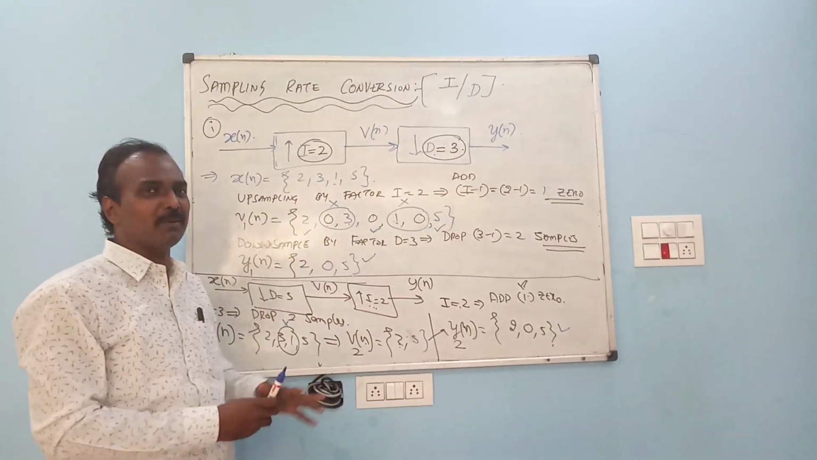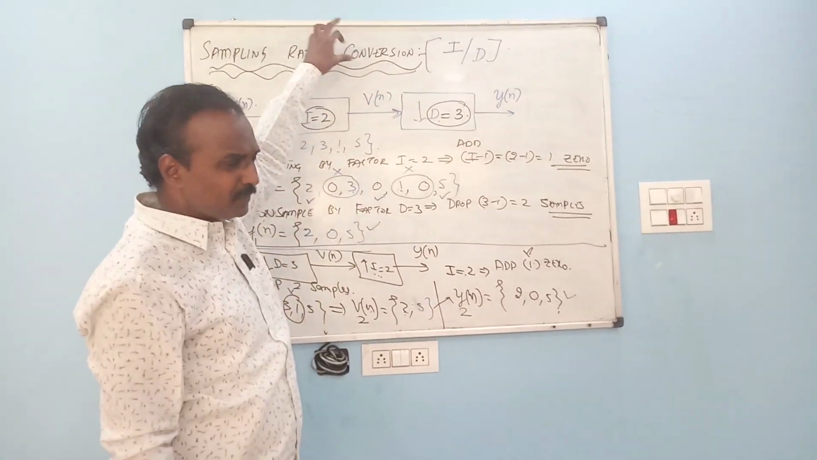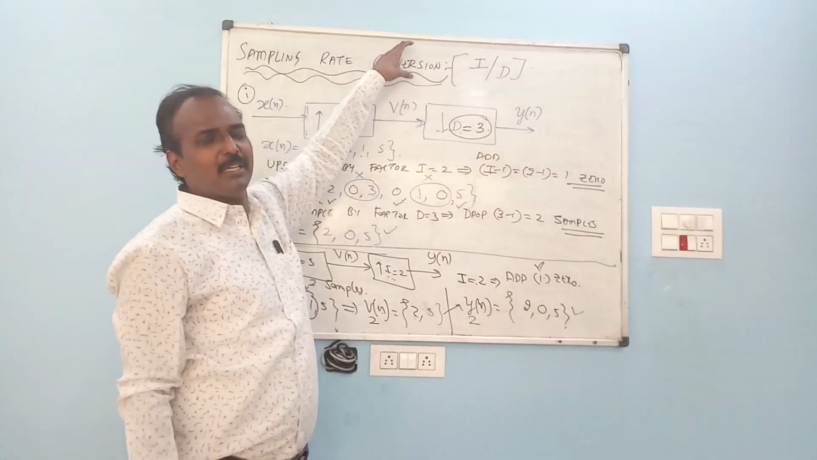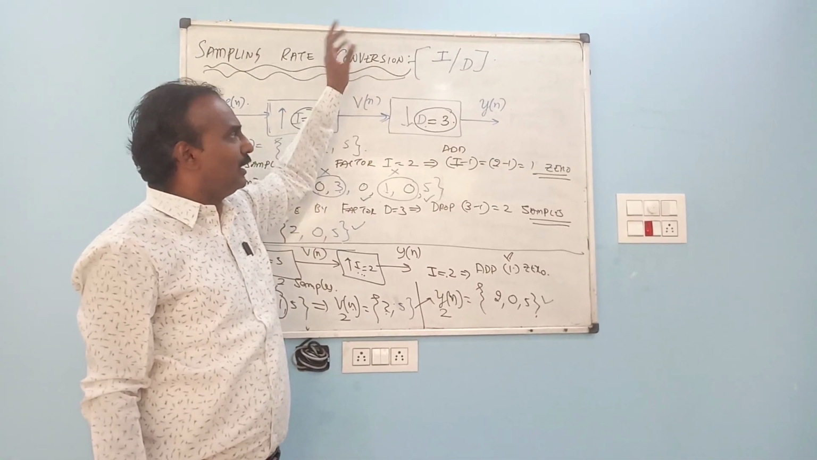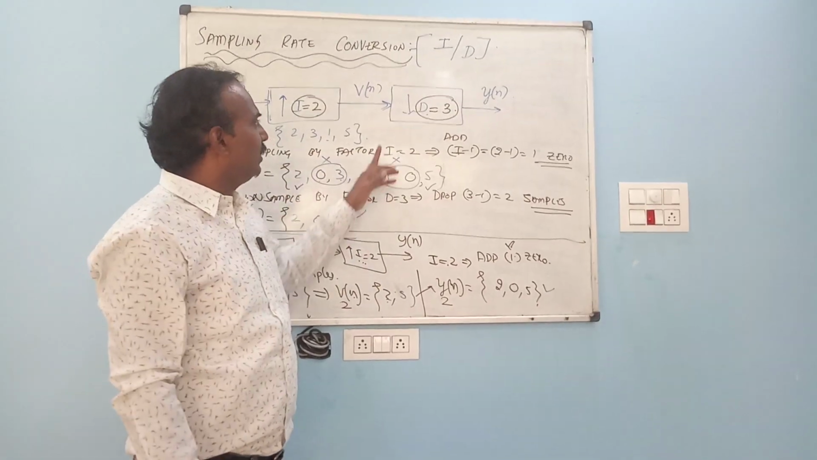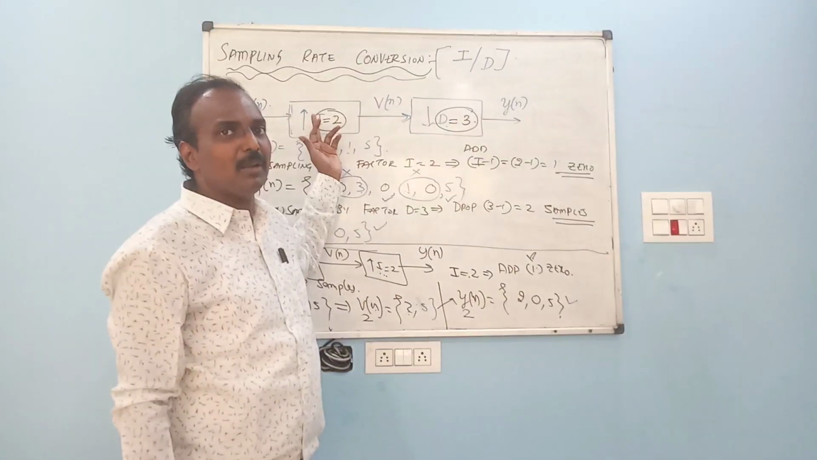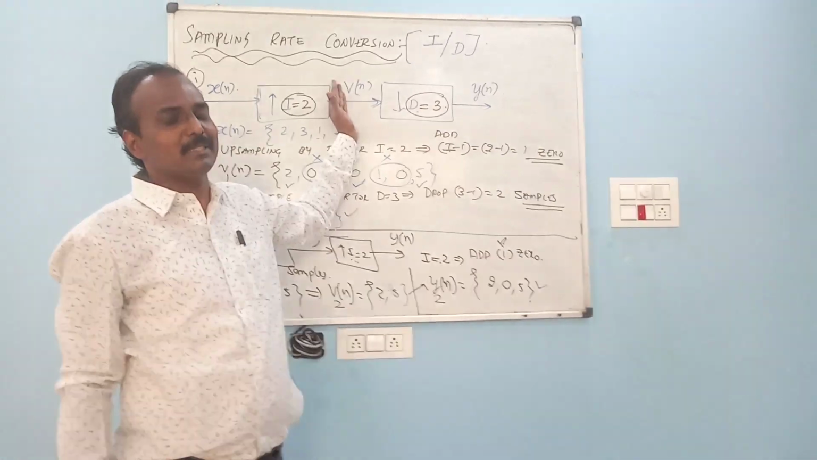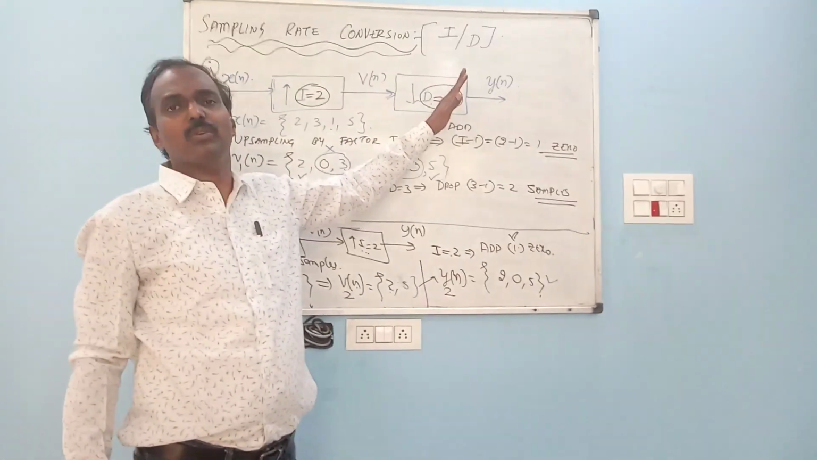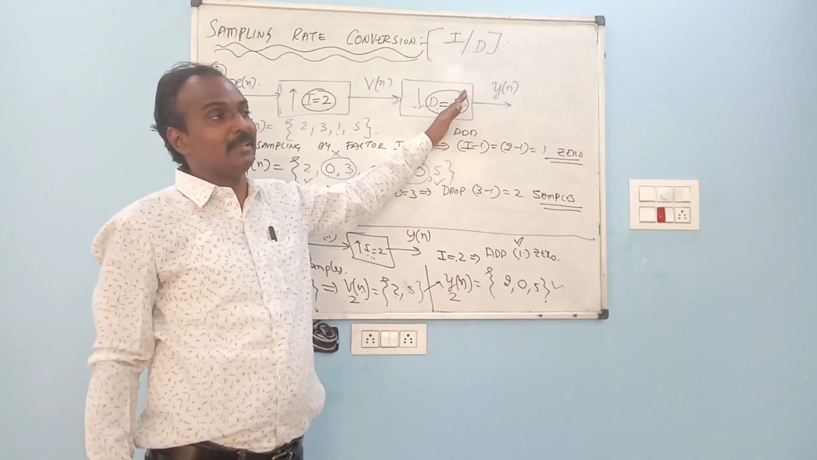What is the thumb rule we have said? Sampling rate conversion is followed for non-integer conversion. In this process, first we upsample by a factor I, and then whatever signal we get, we downsample by a factor D. Okay, thank you.